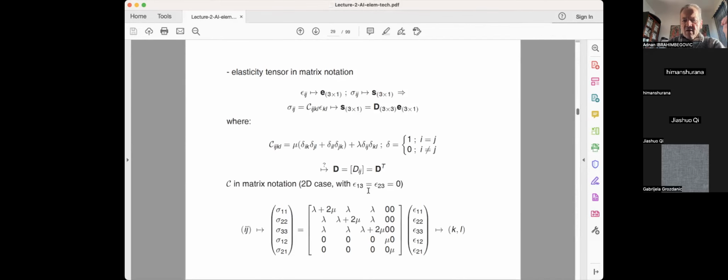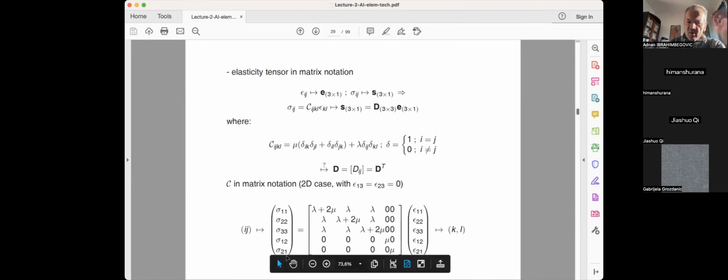So here I now want to see how to pack the elasticity tensor. The idea is that you can have an elasticity tensor in matrix notation. I start with the elasticity tensor in tensor notation, Cijkl, which is given by mu and lambda, with this Kronecker symbol.